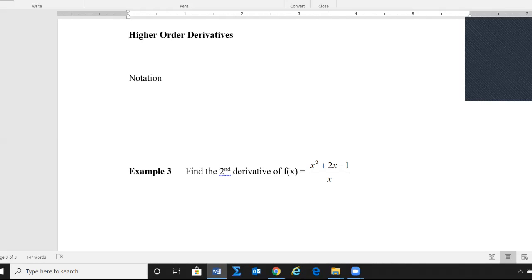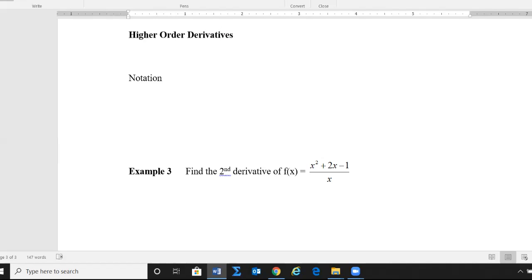All right, here we are with higher order derivatives. The main thing here is that the notation is one of interest. Notation. So we'll start off with f. We have f of x. First, higher order derivative. Well, what is it?